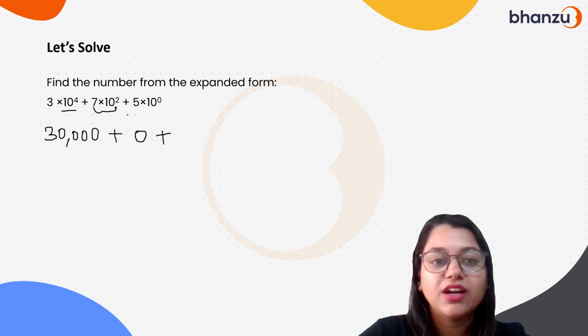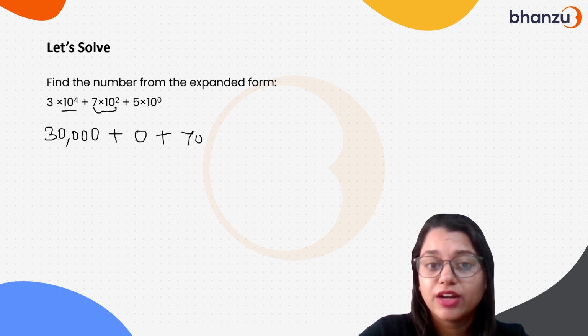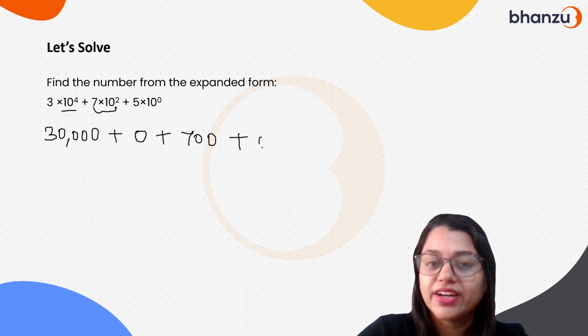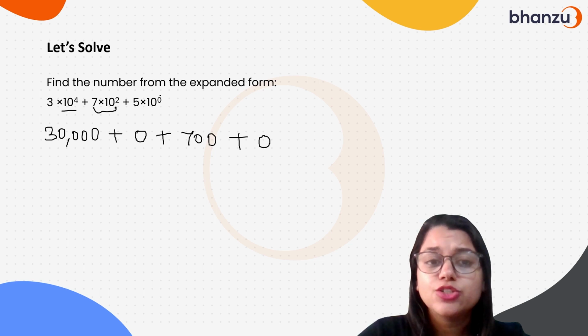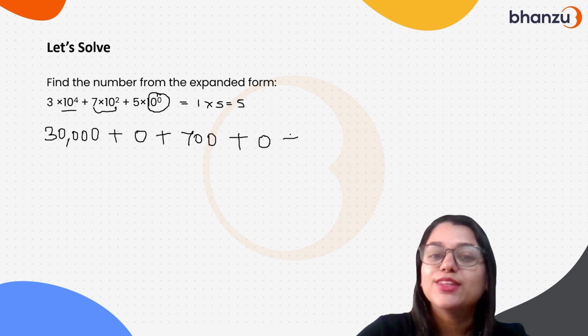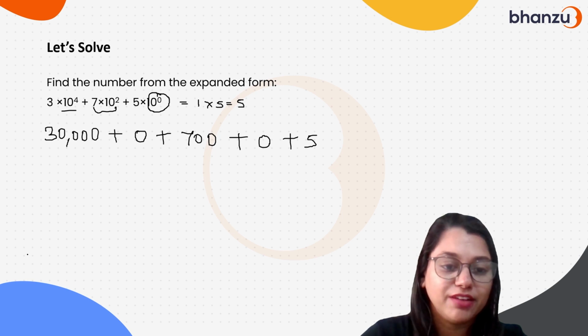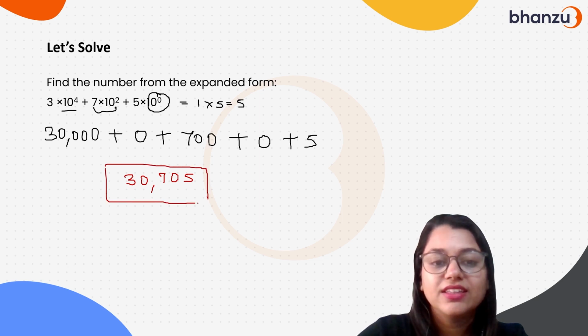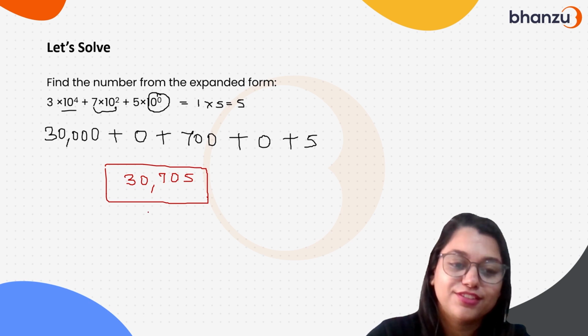Now at the hundreds place, we are given 7 into 10 raised to the power 2. That will be 700. Then again, at the tens place, we are not given any number, so we'll write 0. And at the ones place, you can see that 10 raised to the power 0 is nothing but equal to 1. And 1 into 5 will give you the number 5 itself. So at the ones place, we will write the number 5. Now on adding these numbers, what will we get? 30,705. So this is our answer here. The number is 30,705.